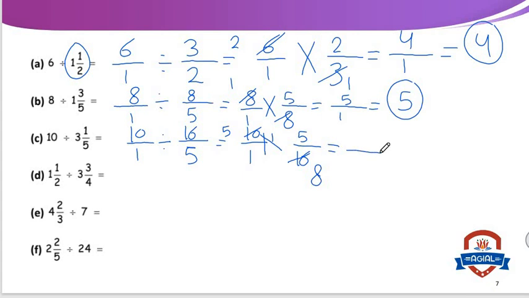5 by 5 equals 25. And 1 by 8 equals 8. So the result will be 25 over 8. Okay, letter D. Mixed number divided by mixed number. Okay, we will convert both of them to become improper fractions. And then you can divide the two fractions.